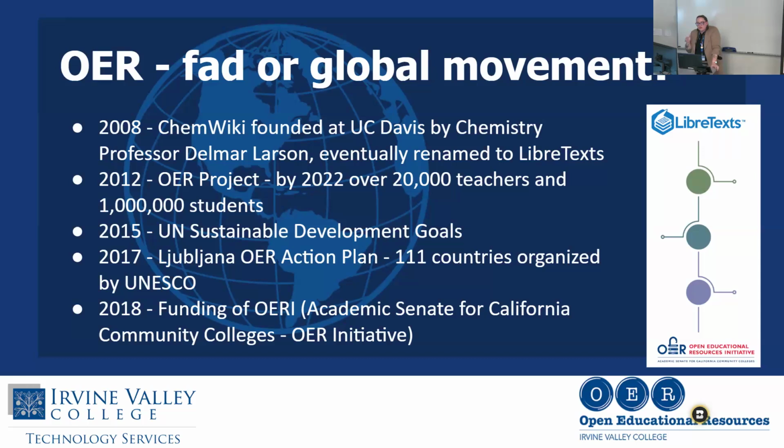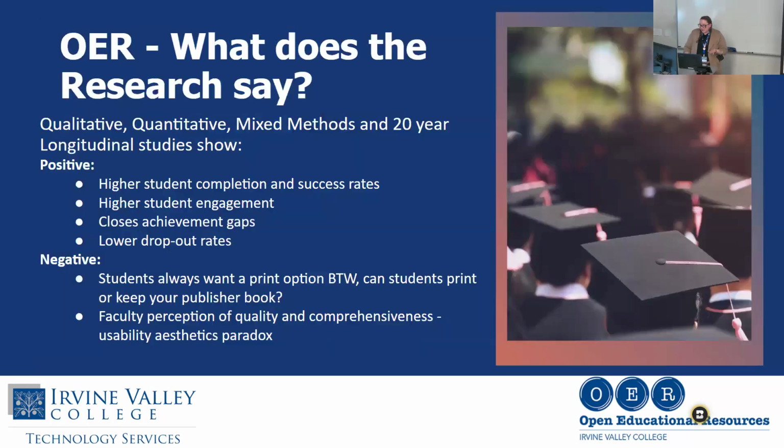So from there, in 2012, we have the OER project. Within 10 years, we have over a million students and 20,000 teachers involved in this. And then suddenly we started talking about sustainability goals. We had over 100 countries start participating. And then in 2018, this is when California made the largest bet ever in the history of the world on OER. It invested $115 million into OER, and that's where a lot of our funding is coming from right now.